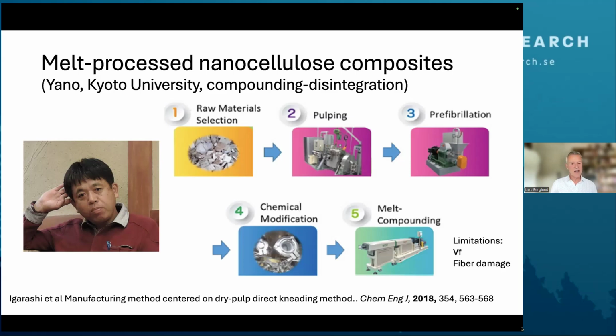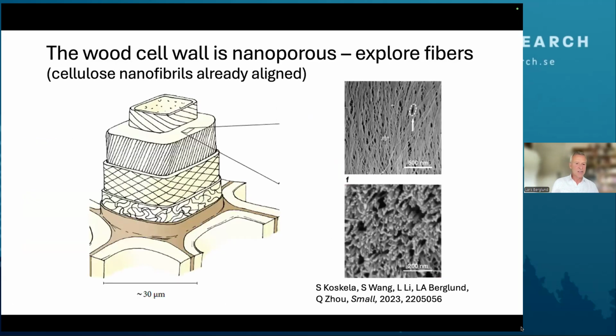So for that reason, I will go to these liquid molding approaches. In addition, I want to utilize the wood cell wall. The disadvantage with nanocellulose is we first disintegrate the wood cell wall, and then we try to put it together again. We try to orient the fibrils, which is not that easy.